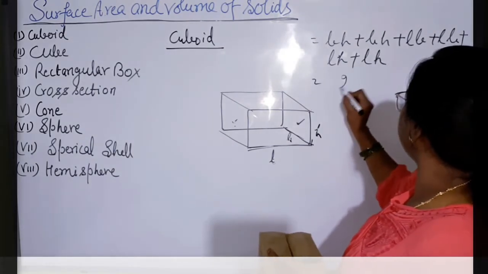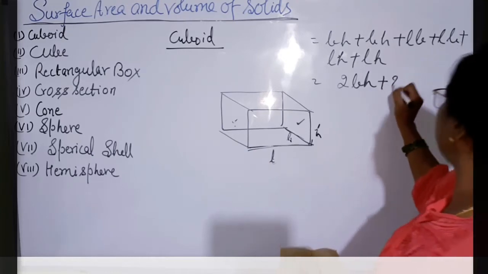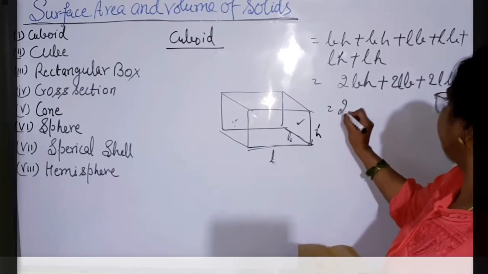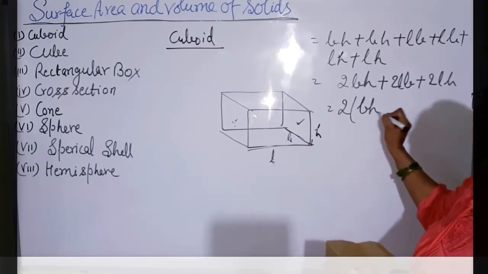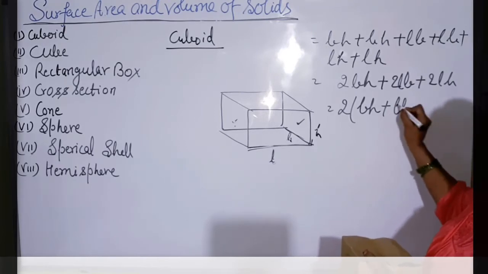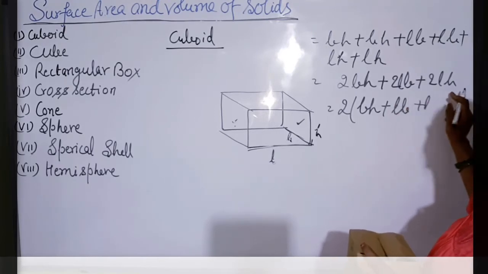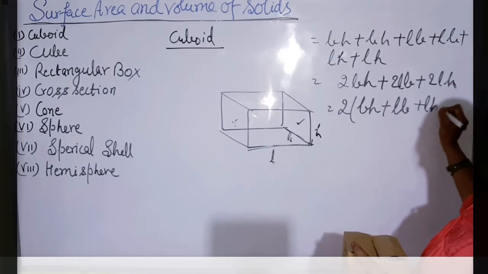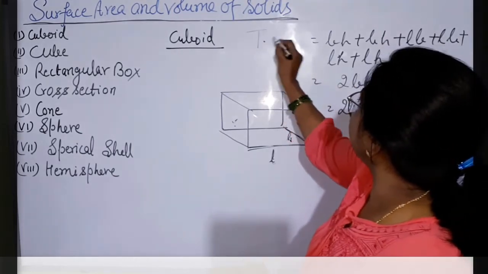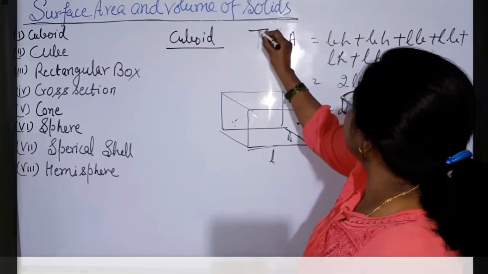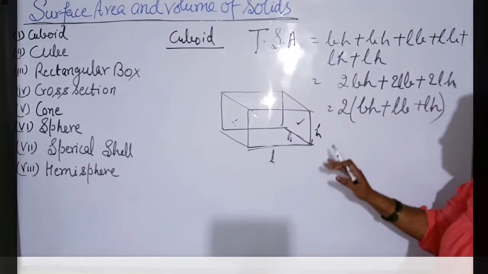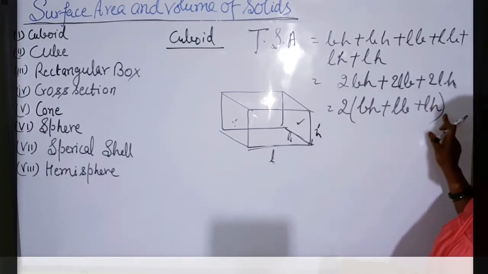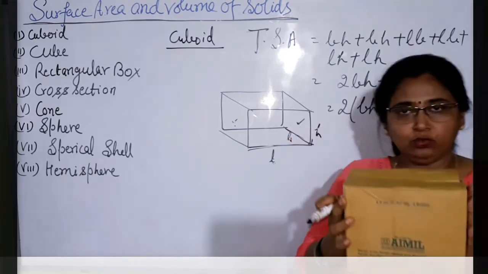Now think how many are there? 2BH plus 2LB plus 2LH. Now we can write the total surface area is 2BH plus 2LB plus 2LH. It is the total surface area. It means the total surface area is equal to 2 into (BH plus LB plus LH), that is the total surface area of a cuboid.